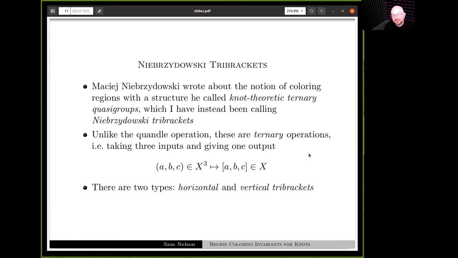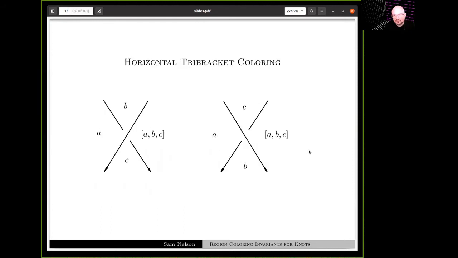There are, broadly speaking, two types of tri-brackets, which I've called horizontal and vertical tri-brackets. Let's start with the horizontal tri-bracket idea. Essentially, these are algebraic structures that are motivated by knot coloring, so we'll start with the coloring this time. For a horizontal tri-bracket at a positive crossing, I'm going to have my three regions A, B, and C arranged this way. The three of these join up together with the tri-bracket operation to give us tri-bracket ABC. At a negative crossing, we just switch the C and the B, and we still have the same operation, A, B, C.